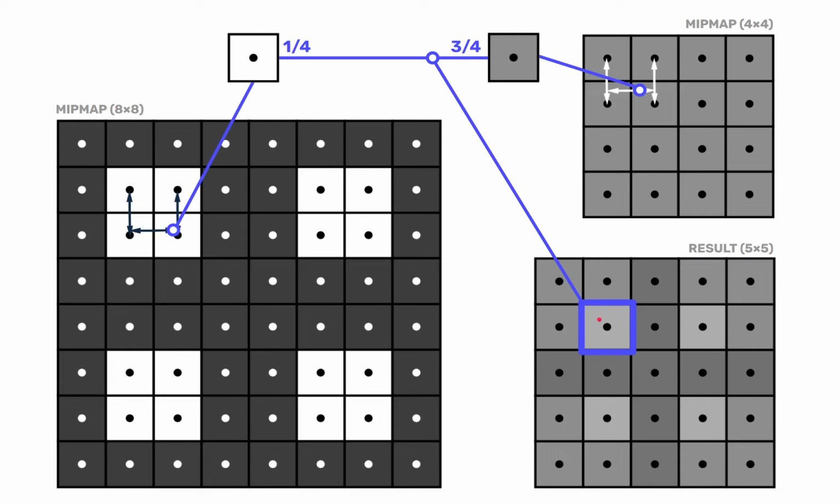This kind of sampling from both of the Mipmaps and then interpolating between the results is called trilinear filtering. Because what we're doing is bilinear filtering on the lower Mipmap and bilinear filtering on the larger Mipmap, and then one more linear interpolation among the results.